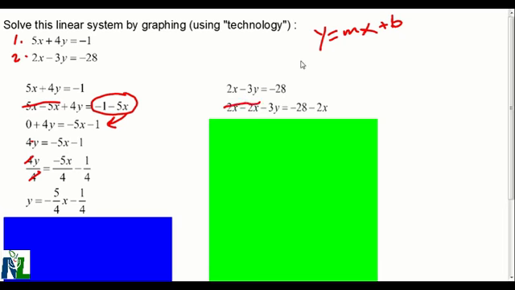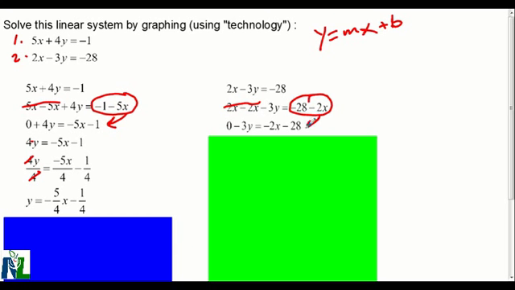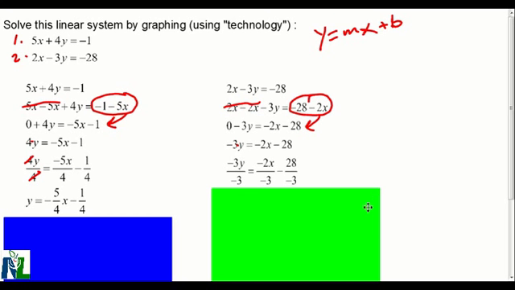2x minus 2x is 0. So on the left-hand side, I'll have 0 minus 3y. On the right-hand side, I'm going to rearrange this piece. Instead of writing negative 28 minus 2x, I'm going to write that as negative 2x minus 28. 0 minus 3y on the left will give me negative 3y, and on the right I've got negative 2x minus 28. Negative 3y means negative 3 times y. So to get the y by itself on the left-hand side, I'm going to divide the left-hand side by negative 3. But because I divide the left-hand side by negative 3, I must divide both pieces on the right-hand side by negative 3 as well.